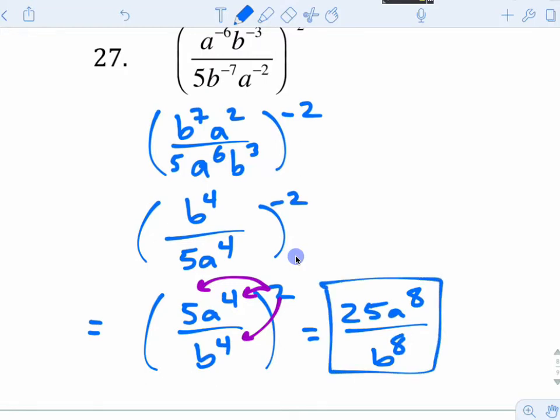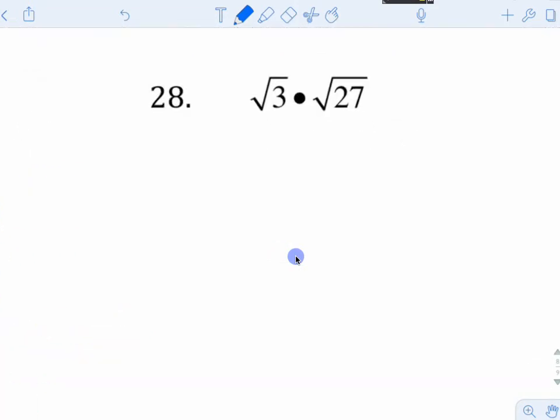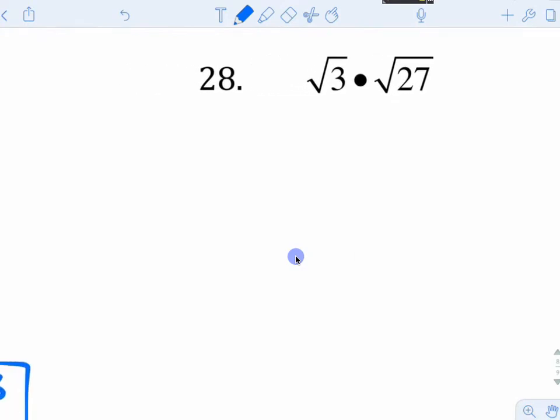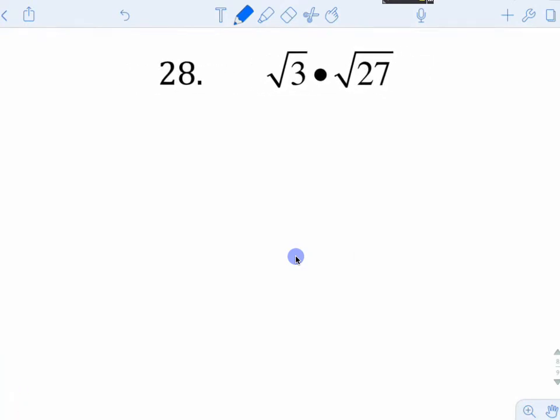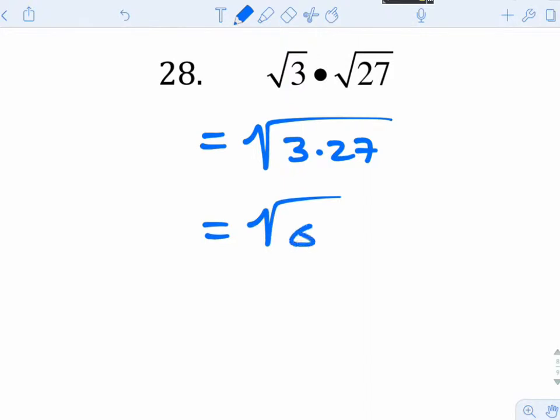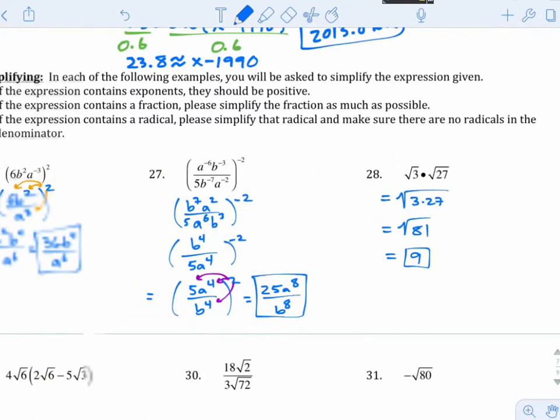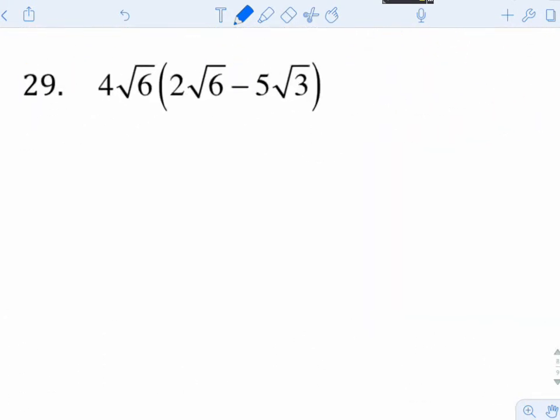Fantastic. All right. Ooh, the square root of 3. I don't know what the square root of 3 is. The square root of 27. I don't know what the square root of 27 is, but I do know that since they're both square roots, we can write this as the square root of 3 times 27. What is 3 times 27? 3 times 27 is 81. And 81 has a very nice square root, namely 9. A lot more simplified to me. Awesome, let's proceed.